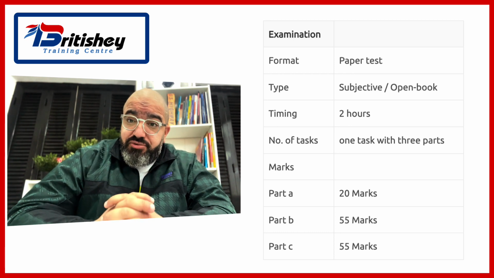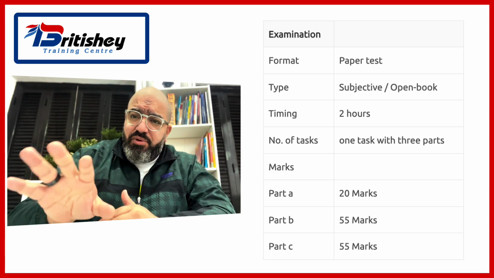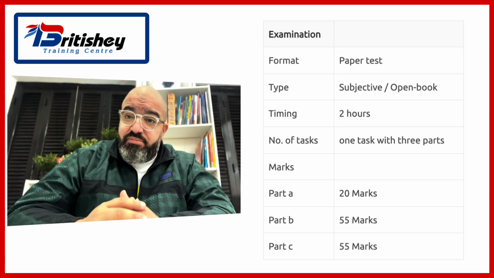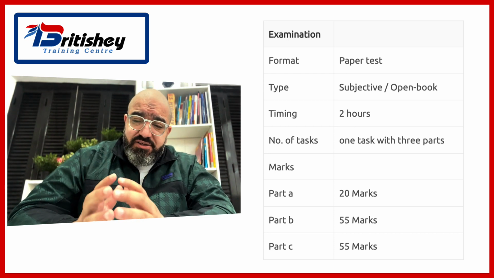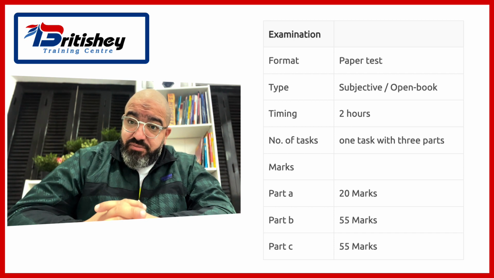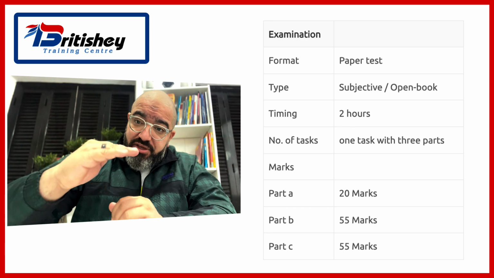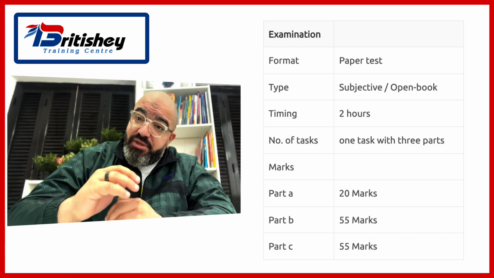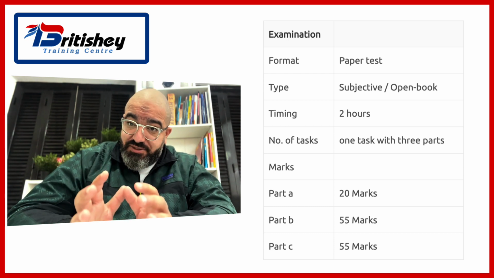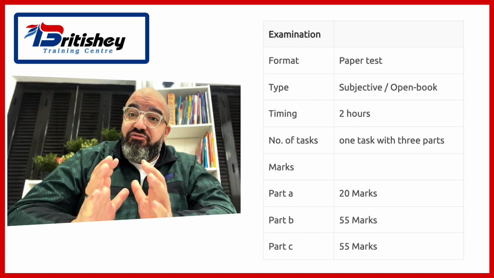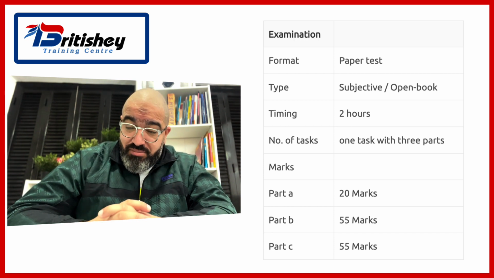Now paper 2 takes 2 hours, so that's very long. We said that paper 1 is 50 minutes, but paper 2 is a 2-hour exam. Now, how many tasks are there in paper 2? It's 1 task, but this 1 task has 3 different parts, A, B, and C. Part A is worth 20 marks. Part B is worth 55 marks. And Part C, 55 marks.